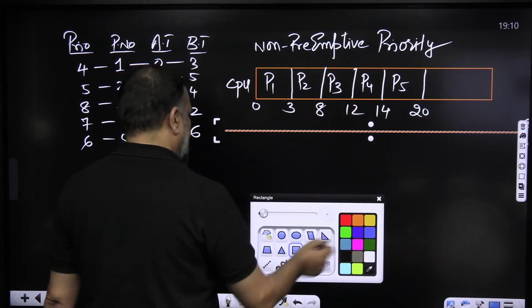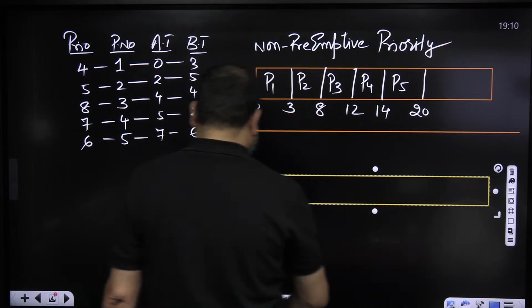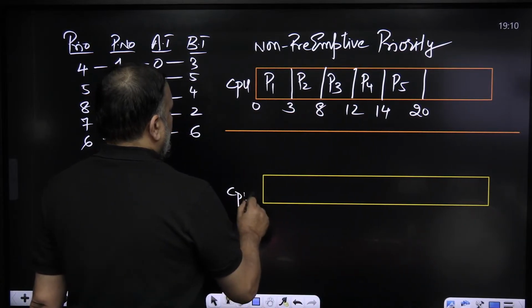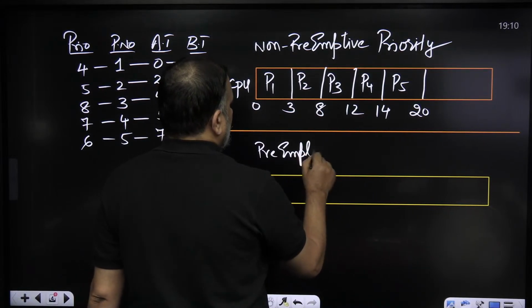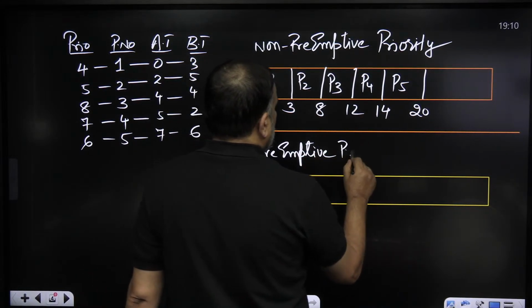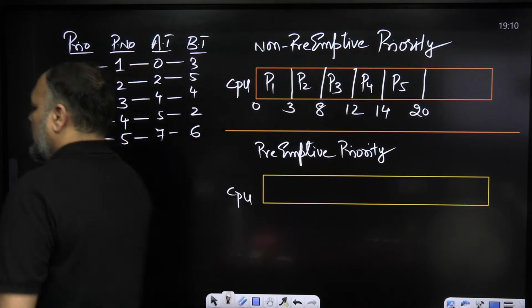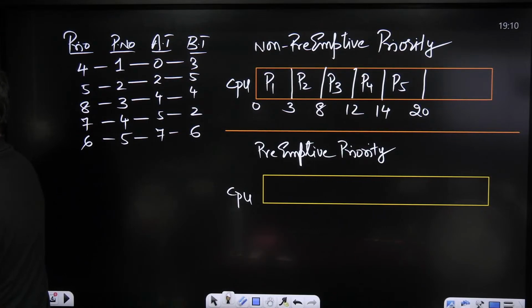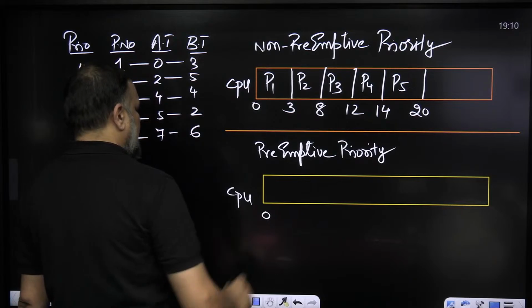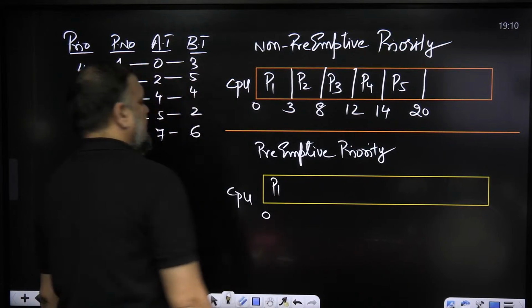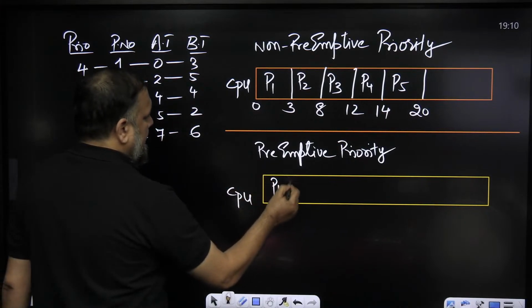So let's draw the Gantt chart using preemptive version of priority. So let us write it here, preemptive priority. Okay? So what is going to happen in preemptive priority? So let's follow carefully. At time 0, we are going to start with process P1. P1 will run till arrival of next process. Next process arrives at time 2.